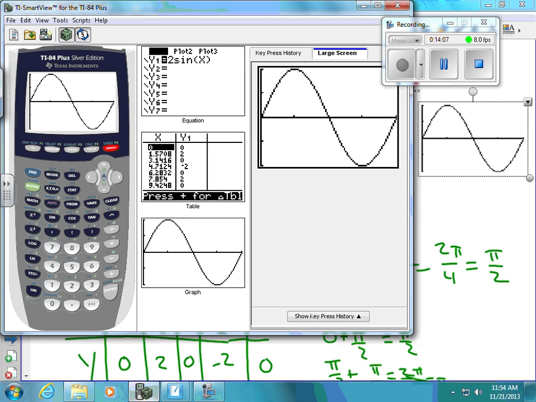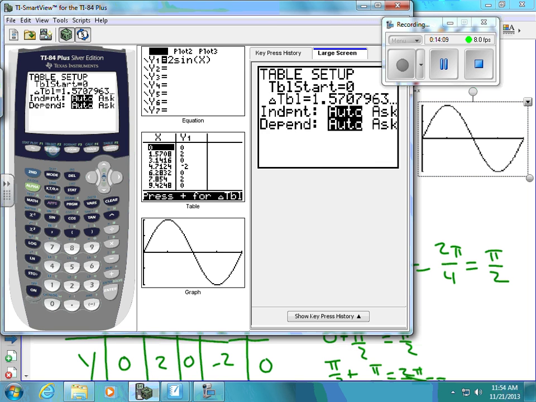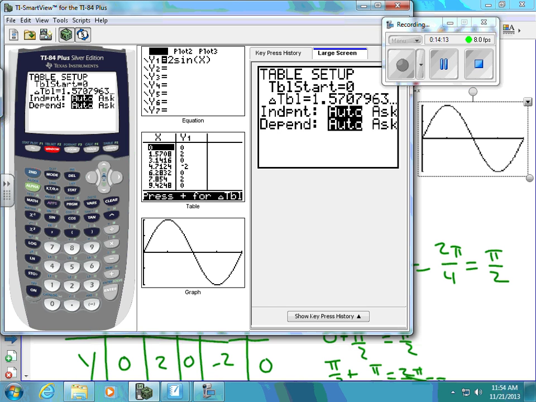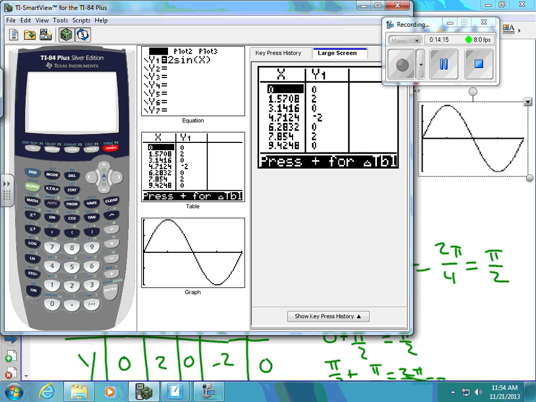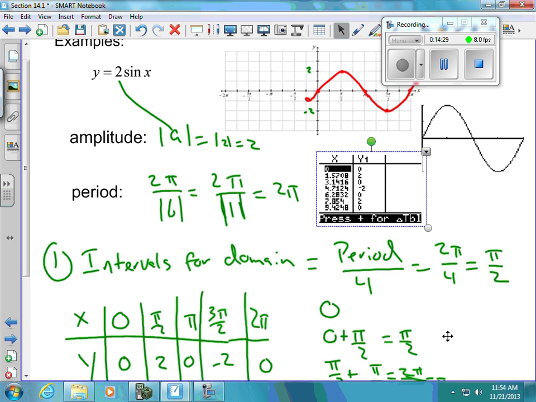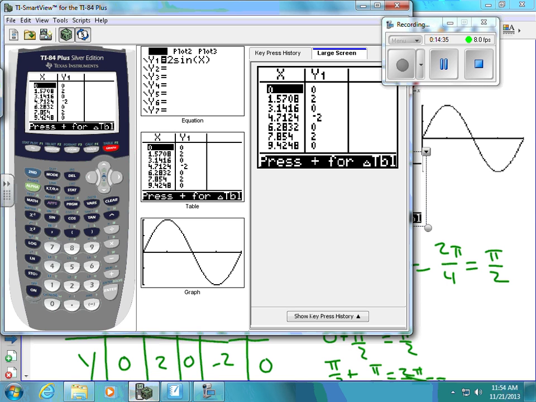The reason why I did the second table set, and I did 0 and pi over 2, is we can also use this to give us our outputs. Notice how I plugged all the outputs in one at a time? They're all lined up for me. But if we look at these numbers, they don't look like 0, pi over 2, pi, 3 pi over 2, and 2 pi.